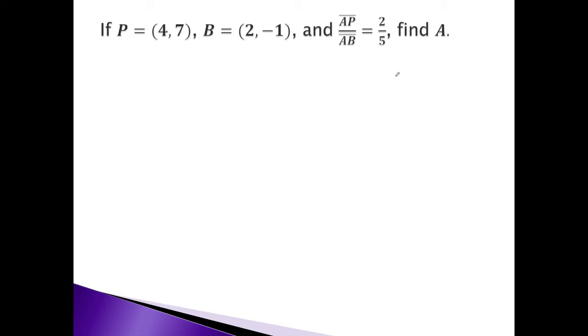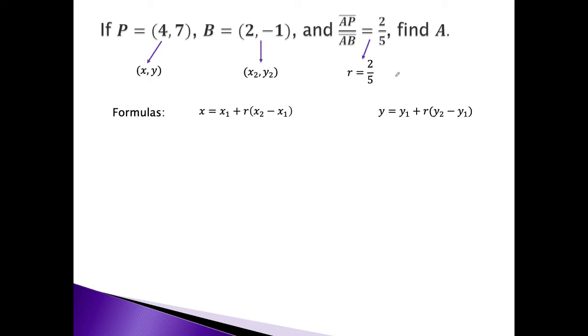The next question that we want to look at is what happens if I say P is (4, 7), and B is (2, -1). The ratio AP over AB is 2/5. How do I find A? So I know the ratio between AP and AB, but how do I find A? So if I look at the formulas, let's think about this for a minute. P is (x, y), B is (x2, y2), my ratio R is 2/5, and A is (x1, y1).